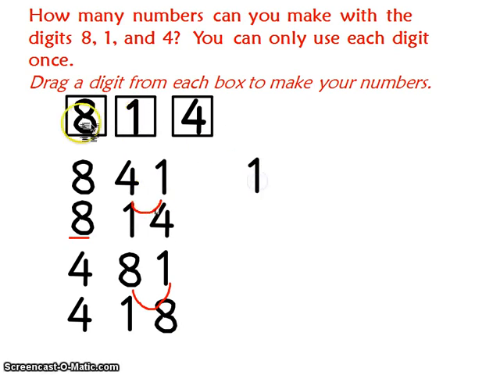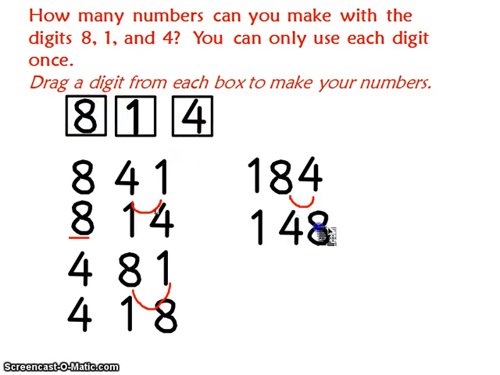So 100, and 8 tens, and 4 ones, and make the number 184. Then, do what I told you before: switch your tens and your ones around, but keep the 1 in the hundreds place. 148. Now we can't make any other numbers with the 1 in the hundreds place, so we're finished because we've used each one of these digits in our hundreds place.